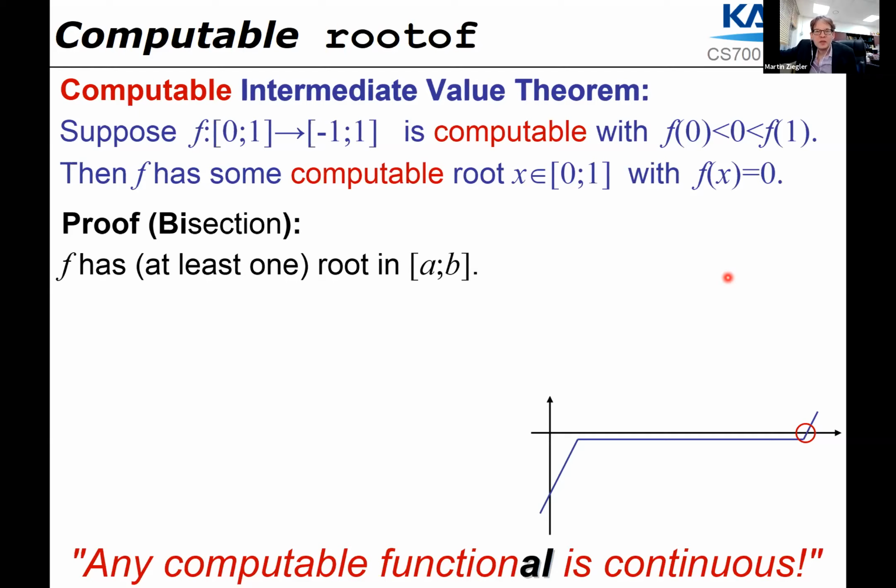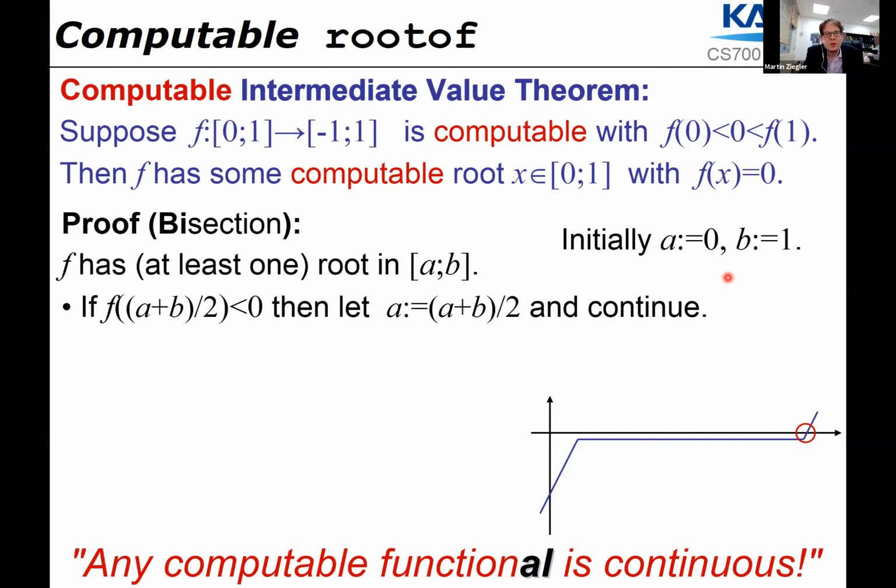And during the course of the algorithm, these endpoints will get closer to each other, and thus get better and better approximation to a root in this interval. So initially a is 0 and b is 1. That's kind of our loop invariant. And here's the loop of the algorithm that says we evaluate the function at the midpoint. a plus b divided by 2 is the average, the midpoint.